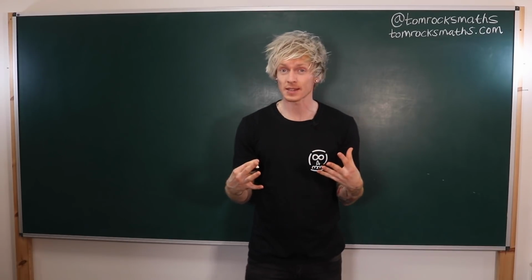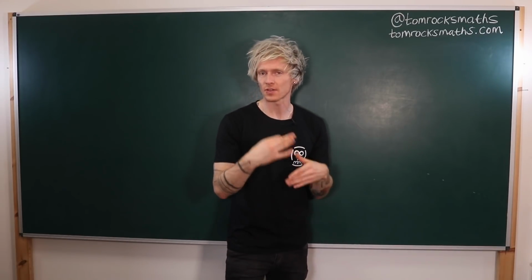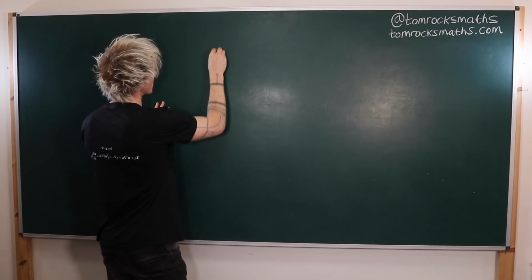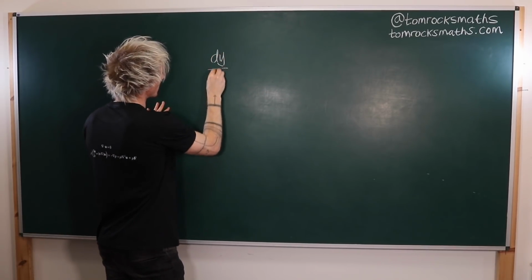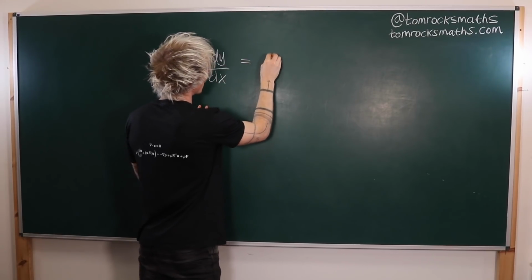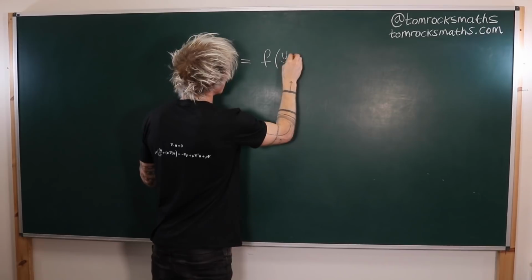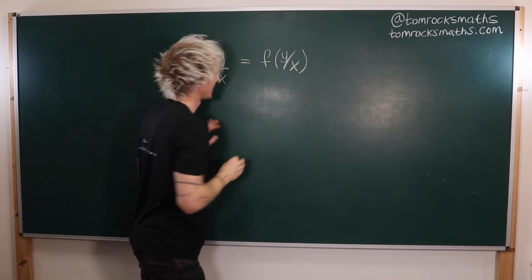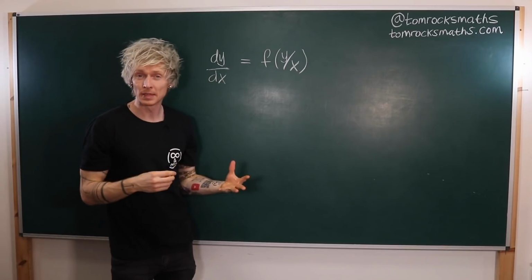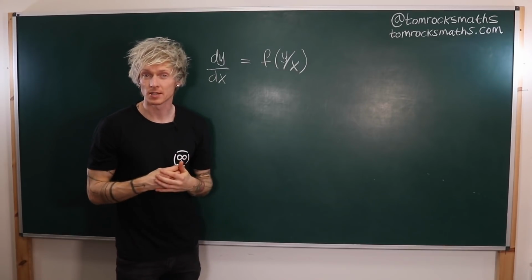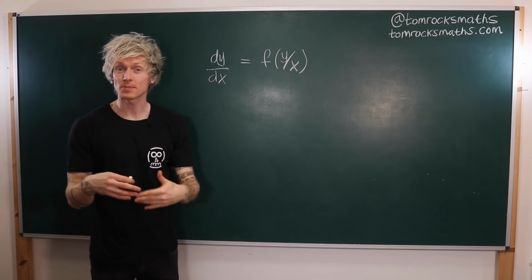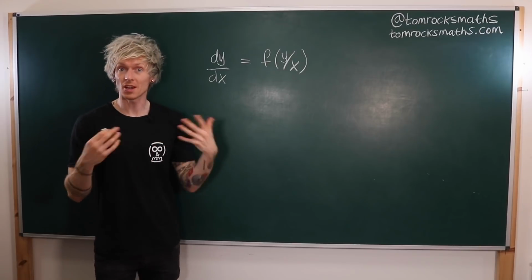In this context, a homogeneous first order differential equation is something that has the form dy by dx, since it's first order, is equal to a function of y divided by x. So any equation that can be written in this form we call homogeneous. Whenever you have an equation of this form, you use the same substitution in order to solve it.